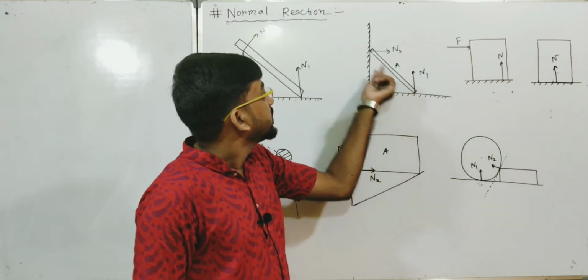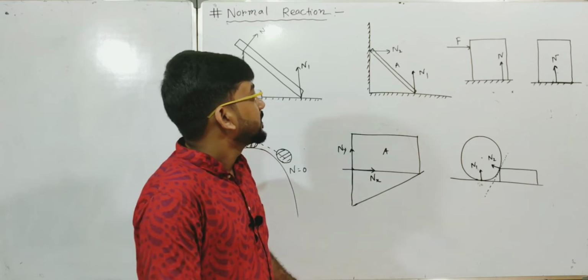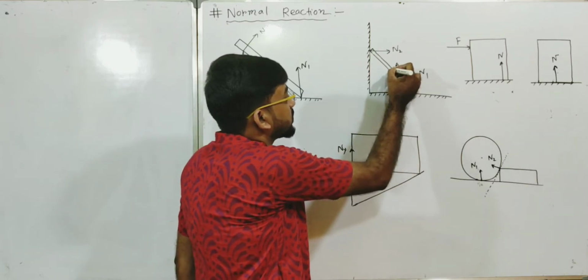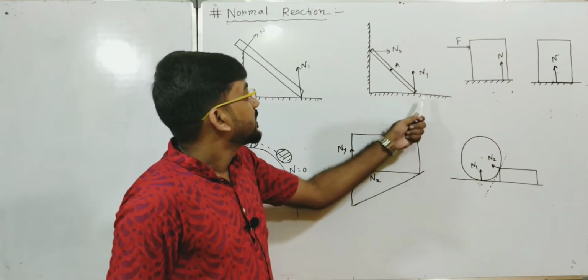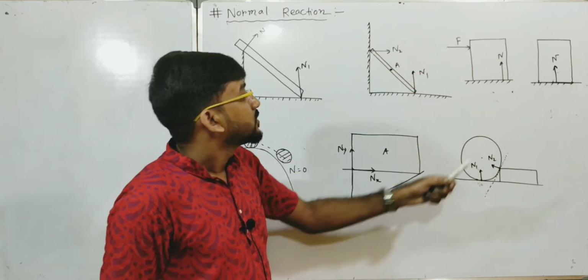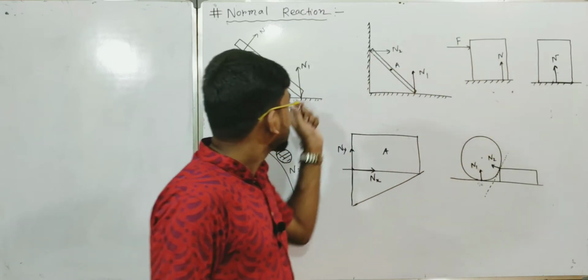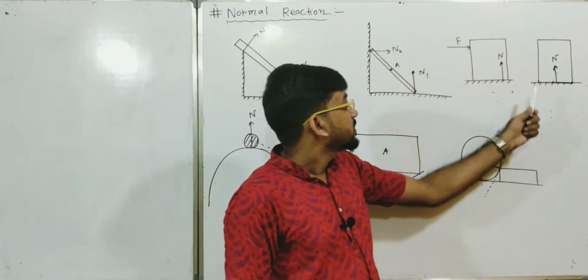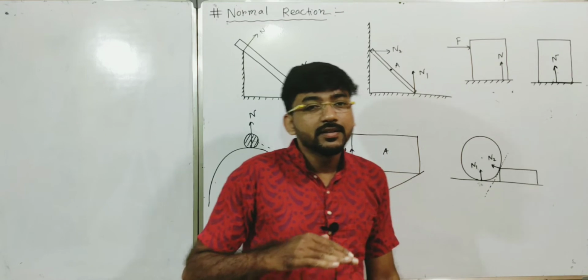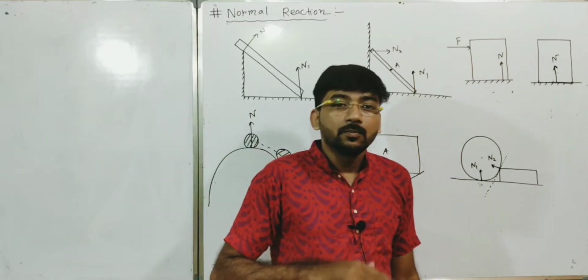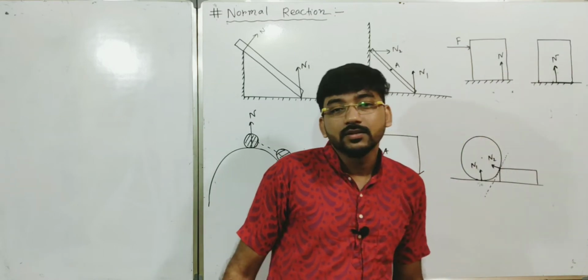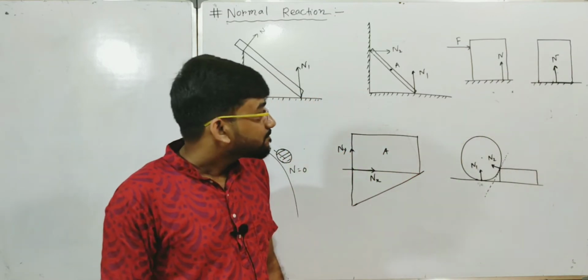Here also you can see from this figure that the center of gravity or the center of mass of the object is here, but the normal reaction is acting here. So from these various examples, you can say the first point: the normal reaction is perpendicular to the contact surface, but it may or may not pass through the center of mass.